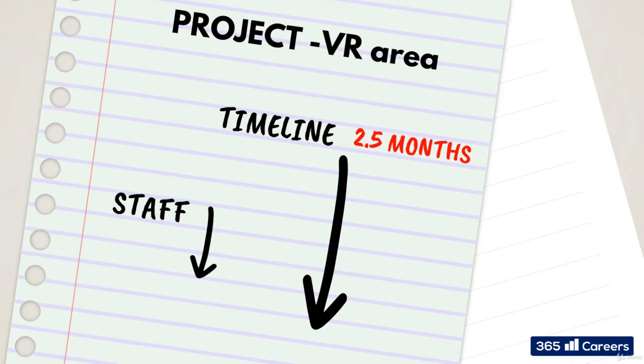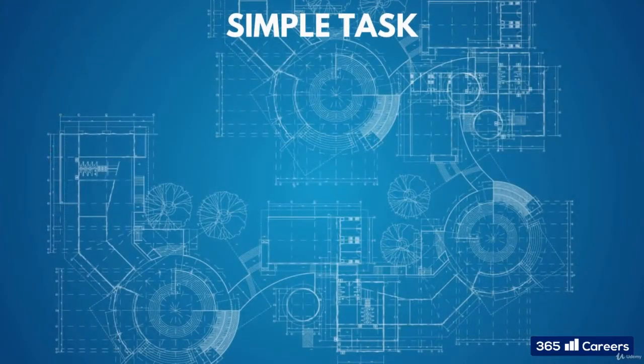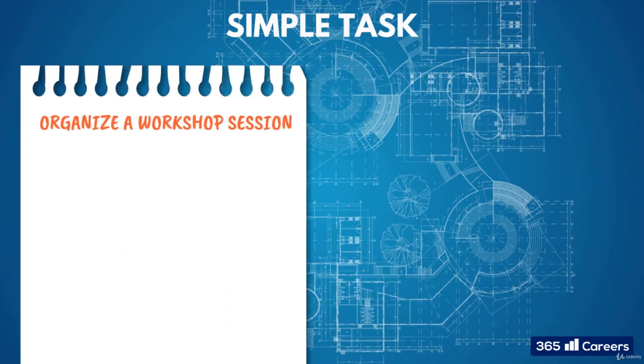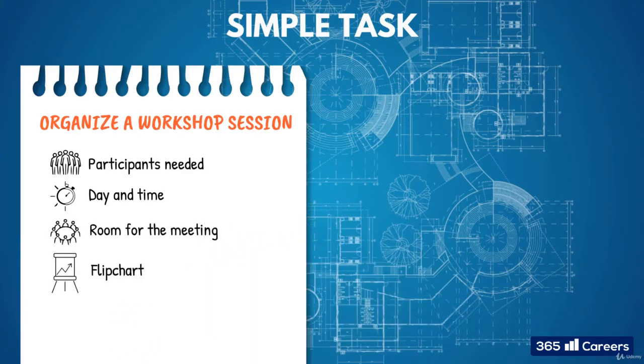Then we have what we call non-straightforward tasks. Some tasks are simple. We can imagine how they will be done and in how much time. Say one task is organise a workshop session. The project manager reviews the necessary participants, finds a good day and time for everyone's calendars, books a room, puts a flip chart inside, and sends the invitations. This process is easy to predict and execute, right?